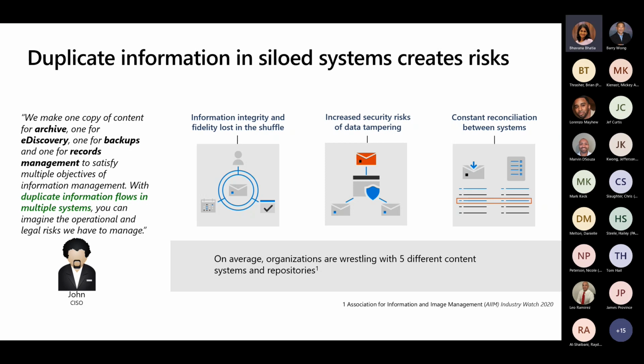Duplicating information and moving the copy to another system creates several risks. Firstly, the information integrity and fidelity could be lost in the reshuffle. While you're moving the files, security risks of data tampering increases as well. And lastly, when you're searching or processing the information, you need to constantly reconcile between the systems, which might reduce your productivity and efficiency.